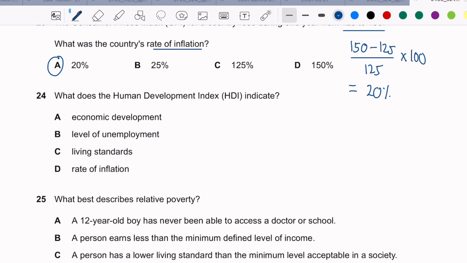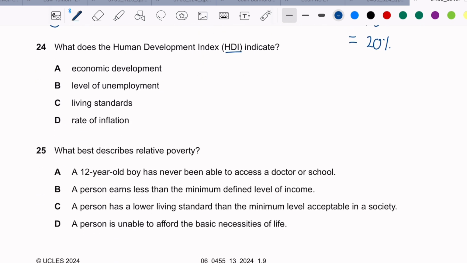Okay, moving on. What does the HDI indicates? It indicates the living standards, so it's correct. Do you still remember what 3 components HDI made up of? First one, life expectancy. Second, income per person. Third, year of schooling.